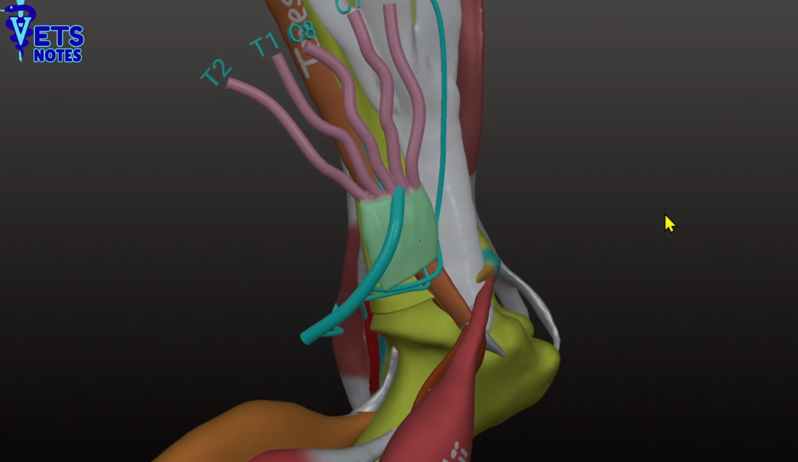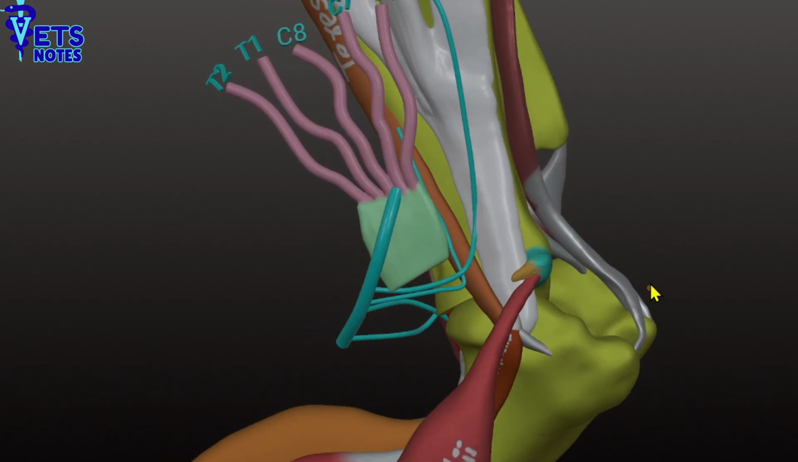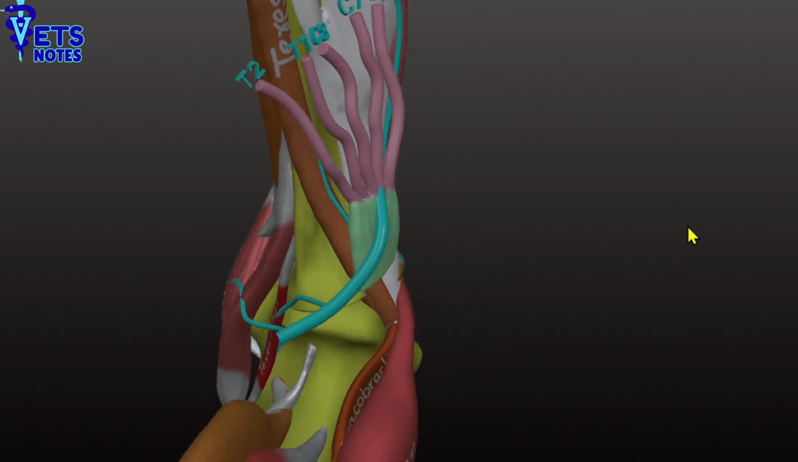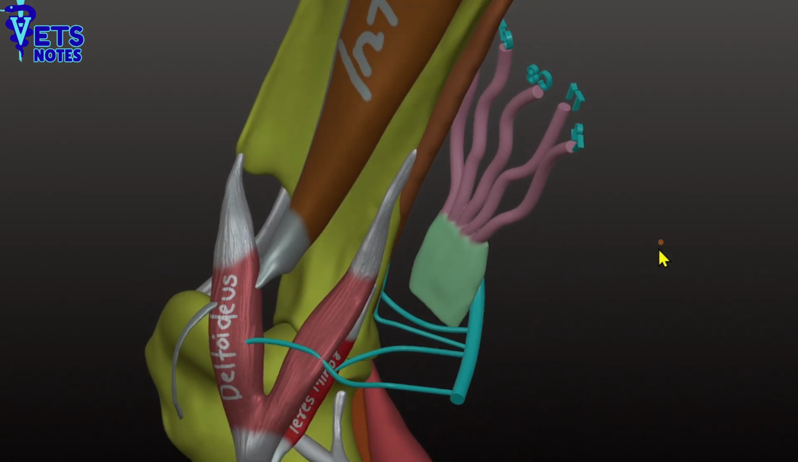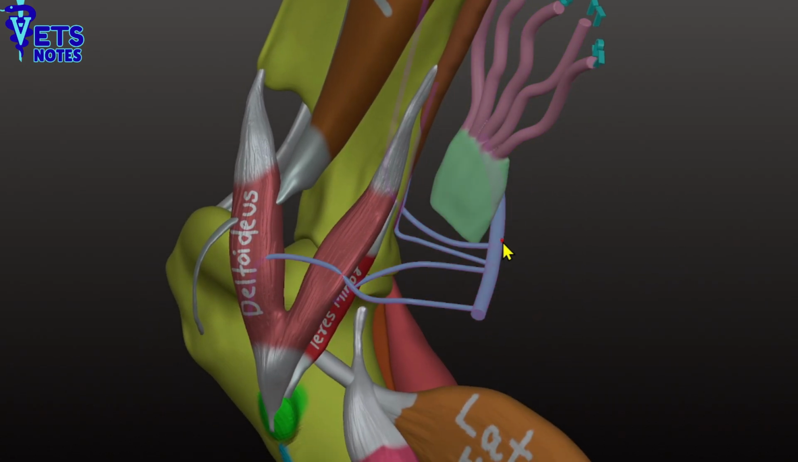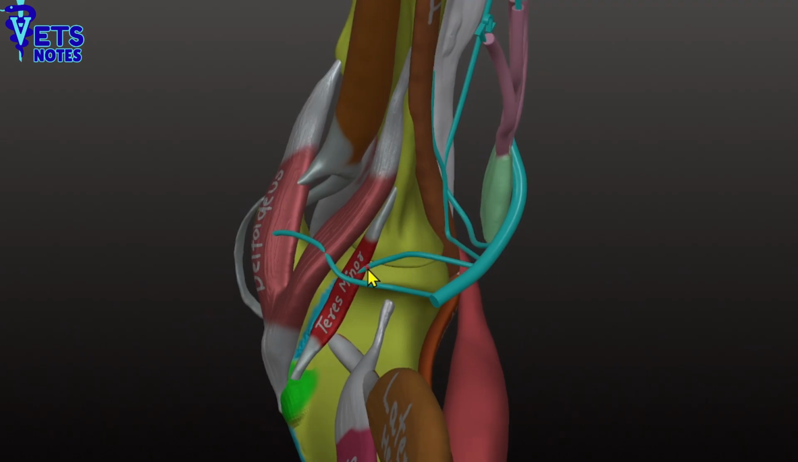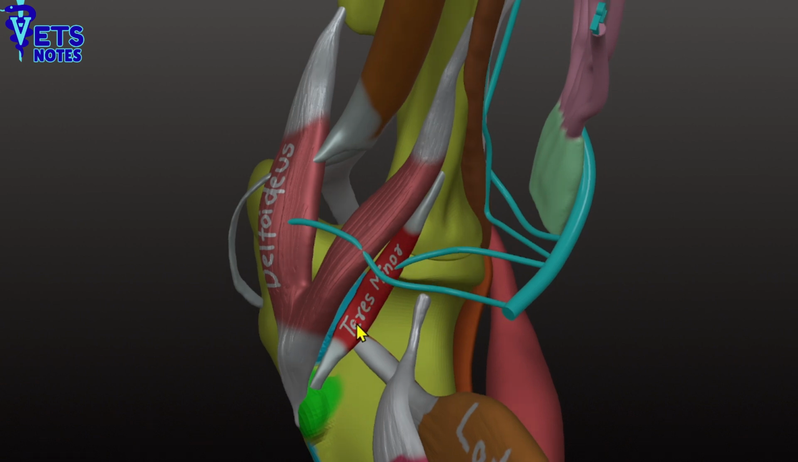Now after the origin, this is the nerve. It is moving downward, caudal to or behind the shoulder joint. So this is the shoulder joint area. Now it is moving downward, caudal to the shoulder joint, and it supplies branches to various muscles. For example, this branch supplies the deltoideus muscle. This branch supplies the teres minor muscle.